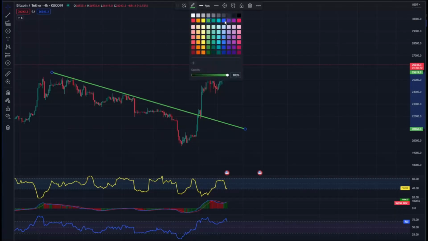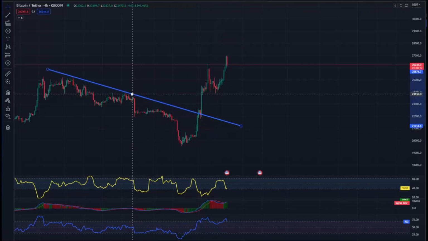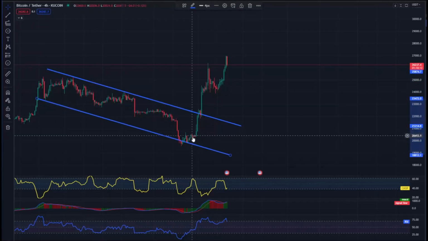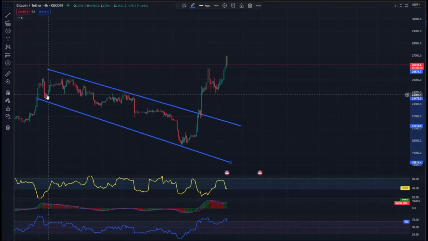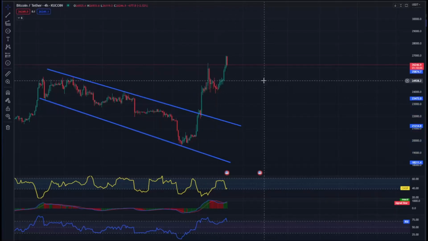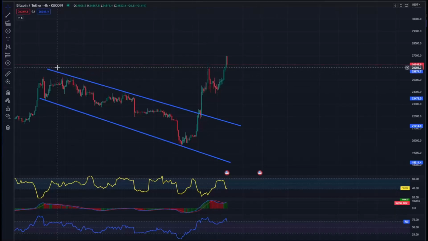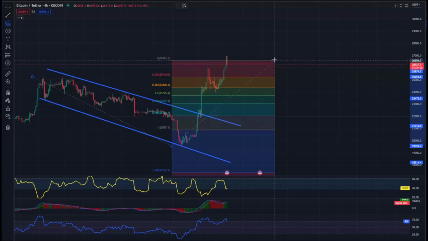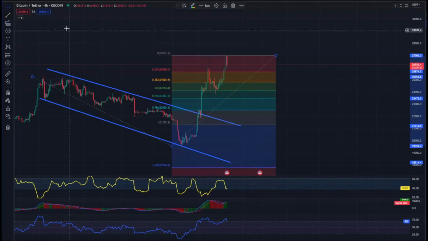Let's start by checking the current situation on the BTC pair to USDT, taking into account the 4-hour interval. First, we will use the blue lines to mark the downtrend channel from which the price went up. Now we can move on to marking support areas in case of deepening correction.